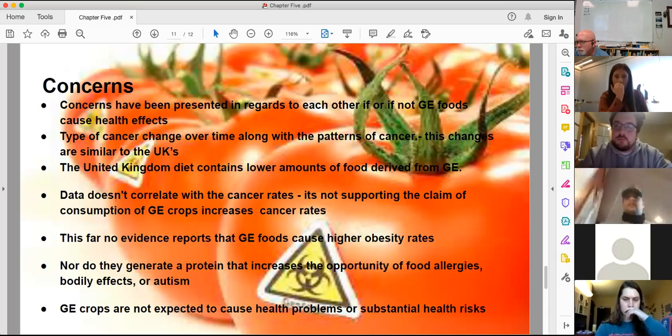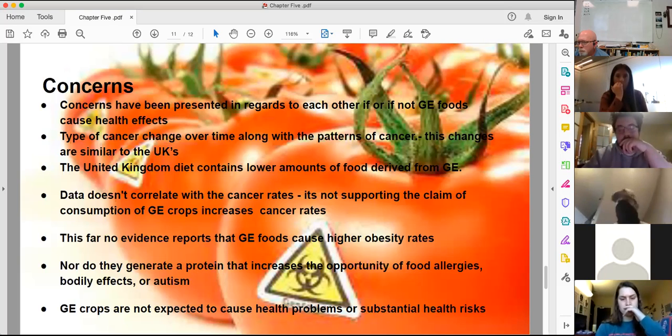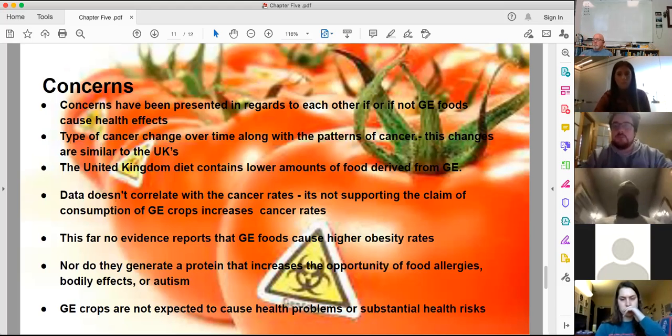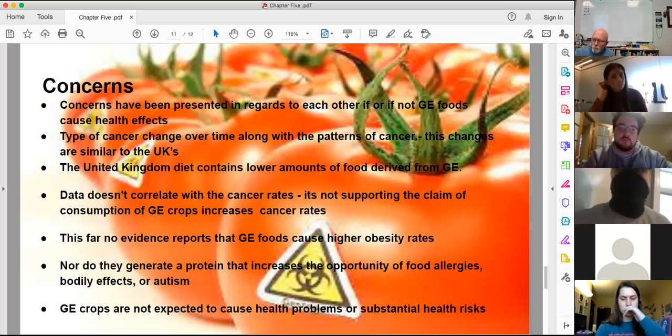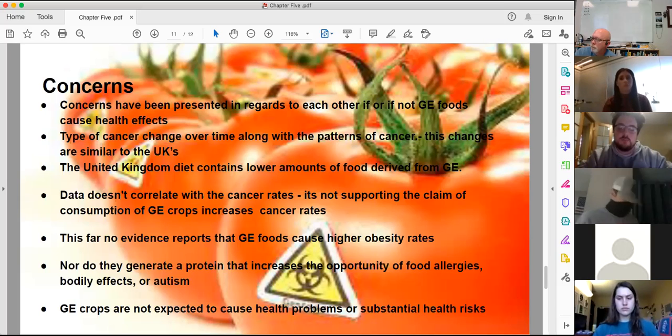So basically, they didn't find any evidence saying that GE foods caused cancer. And the data doesn't correlate with the cancer rates. It's not supporting the claim that consumption of GE crops increases cancer rates. Thus far, there's no evidence that GE foods cause higher obesity rates either, nor do they generate a protein that increases the opportunity of food allergies, bodily effects, or autism. And GE crops are not expected to cause health problems or substantial health risks. So basically, the foods and the crops haven't caused any concern.